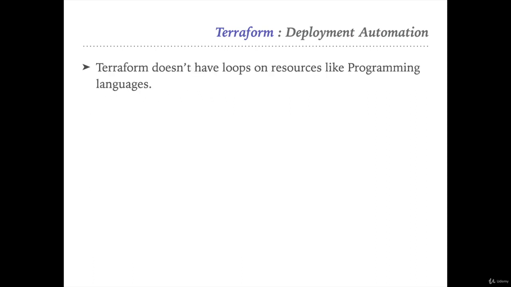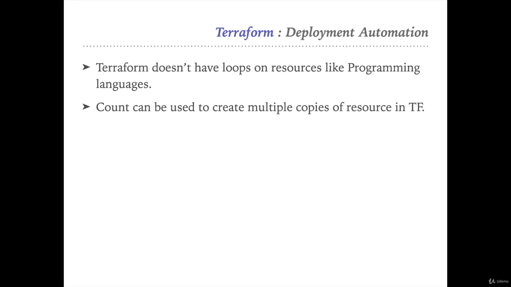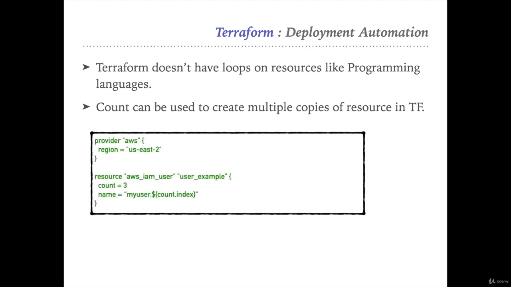And why won't that syntax work with Terraform? Because Terraform does not have loops on the resources like programming languages. Count can be used to create multiple copies of resources in Terraform, and the syntax will look like this. You will define the provider AWS, region us-east-2. Then you will define your resource aws_iam_user, the variable which will contain the resource. Then you will define the count. So over here I'm defining 3. It means I need to create 3 IAM users.